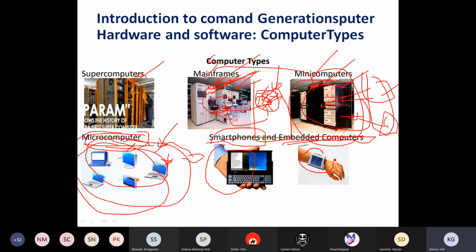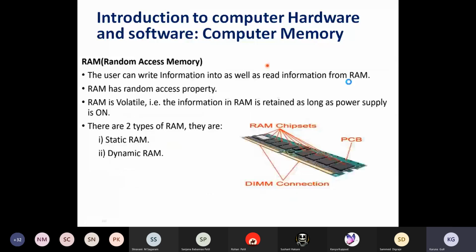But with the embedded system, it is going to do a specific task, as I already mentioned. Whatever task you assign to it, only that task it will do. For example, the pacemaker that is installed near the heart monitors the heart.